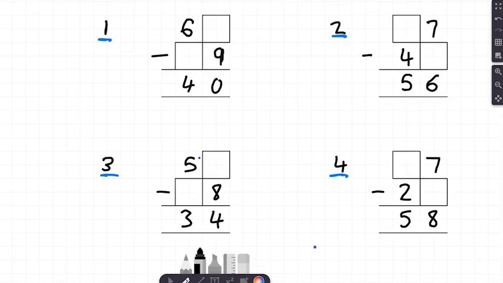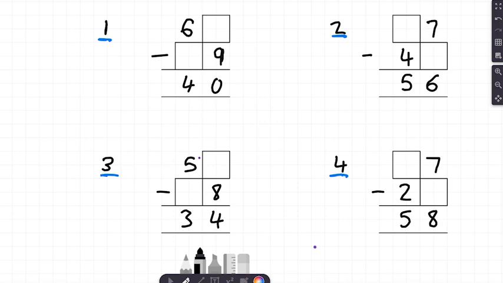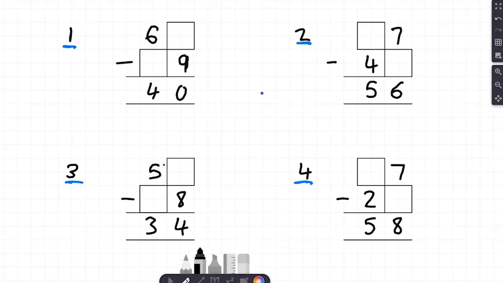Right, so now it's your turn. Here are 4 more missing number problems with 2 digits, subtraction. Have a go, and then we'll go through the answers. Right, let's have a look at these, and we'll go through these a little bit quicker.